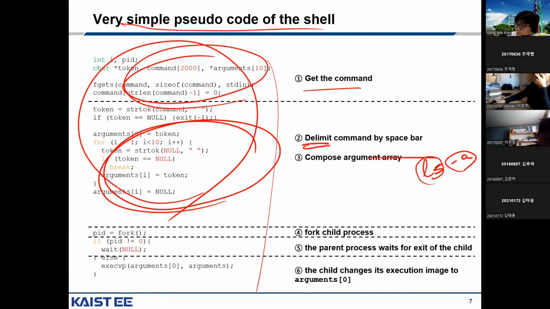And this is called delimiting, dividing by space. So we delimit, or dissect, the command into smaller pieces. And of course, we compose an argument array. We might have 1 or more arguments, and we store them in the argument buffer. That's what we do.